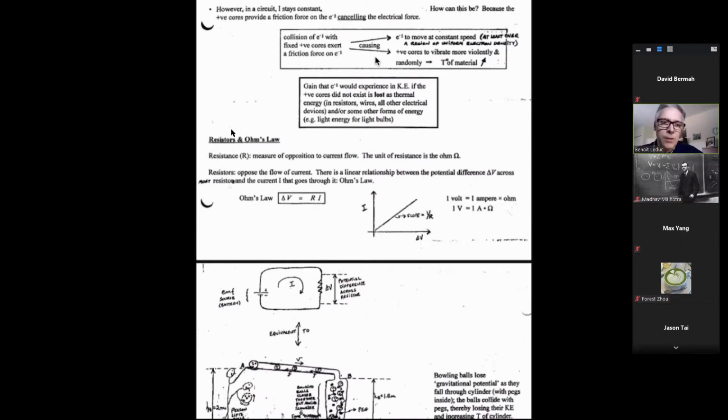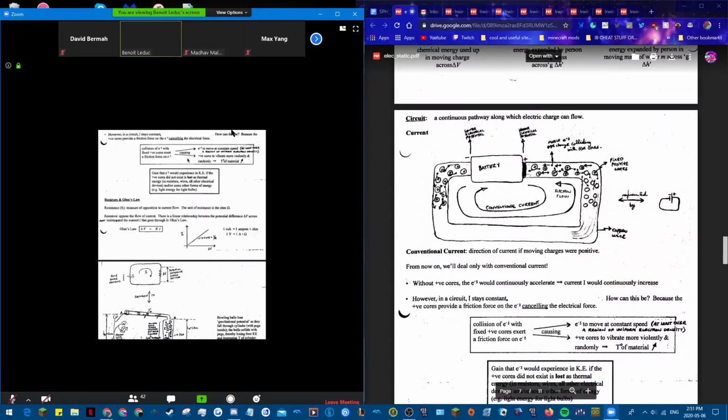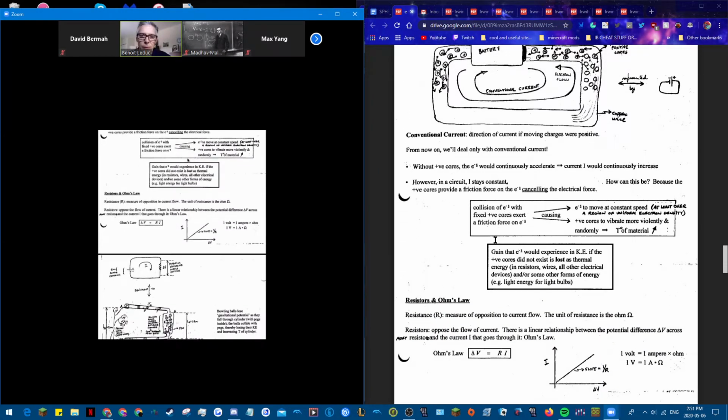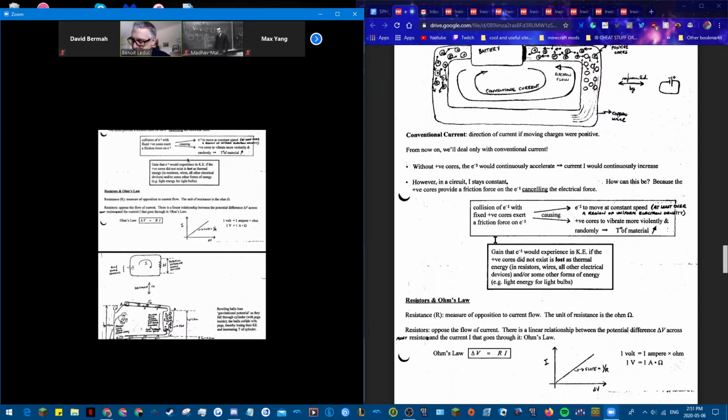Any material, any electrical device, including a wire, does offer resistance to the flow of charge. This is something you should have learned also in grade 9. There's a relationship between how much current flows through a device and the voltage across the device. Now I'm going to show you an analogy.